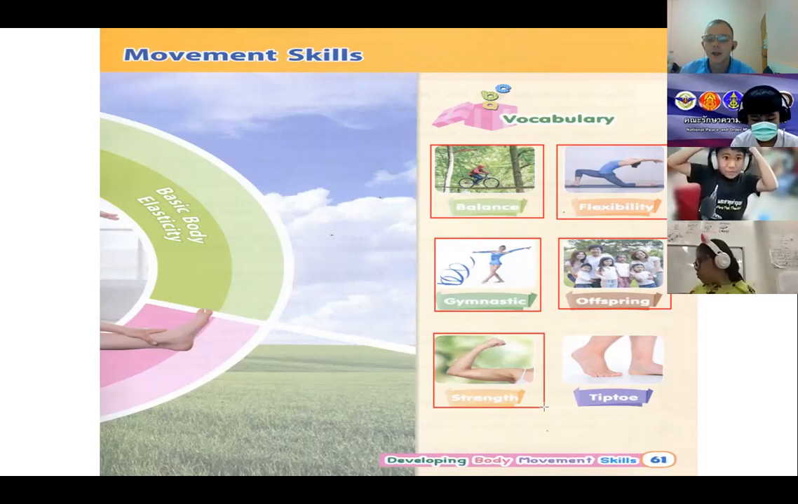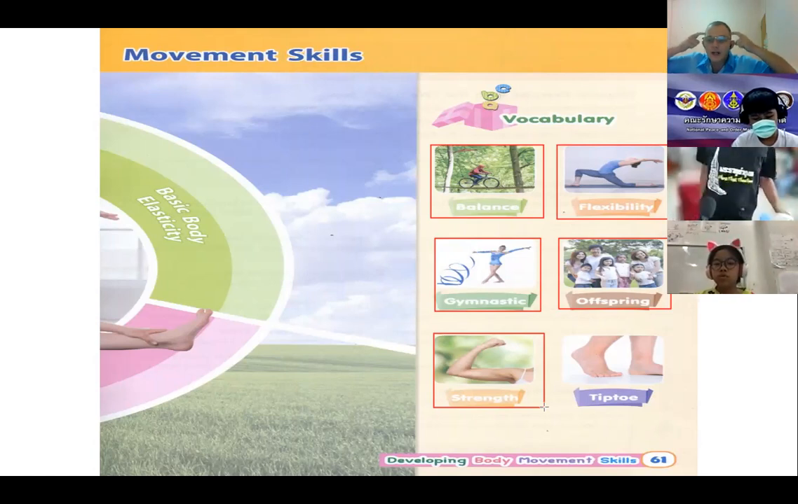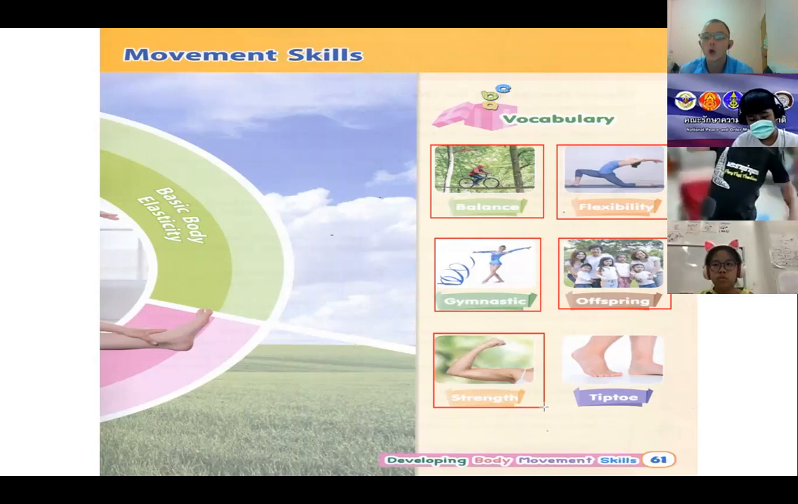So strength, when we are young, we want to develop our strength. Not only physical strength, our muscles, no. Also, we want to develop mental strength. Inside the brain, we want to develop good habits and ways to strengthen our mental capability.